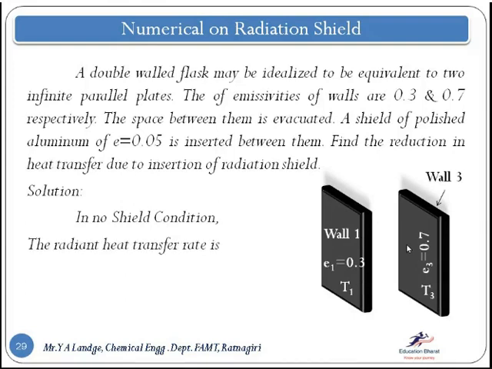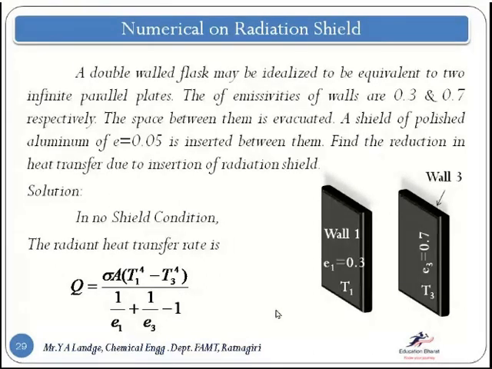So the radiant heat transfer rate is Q equals sigma into A into (T1 raised to the power 4 minus T3 raised to the power 4), upon 1 upon the emissivity of the first wall plus 1 upon the emissivity of the second wall minus 1, because this is the exchange of heat between wall 1 and wall 3. Now put in the given values, and consider the remaining value as X.